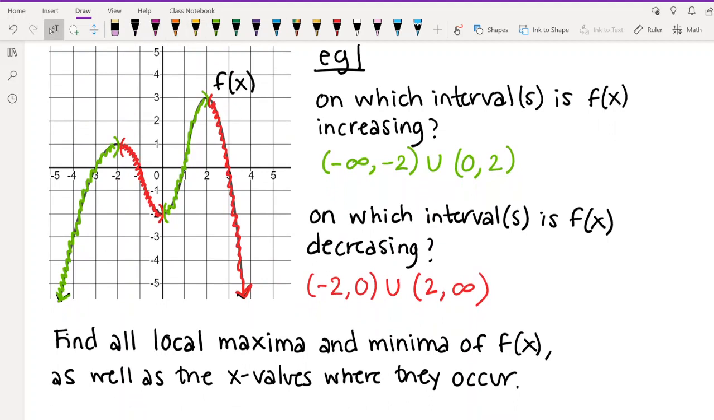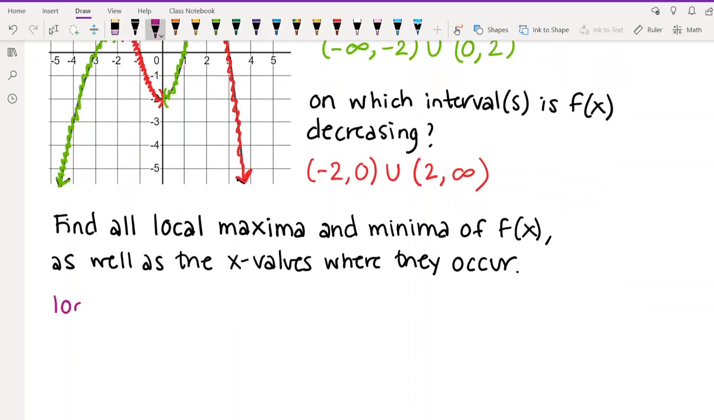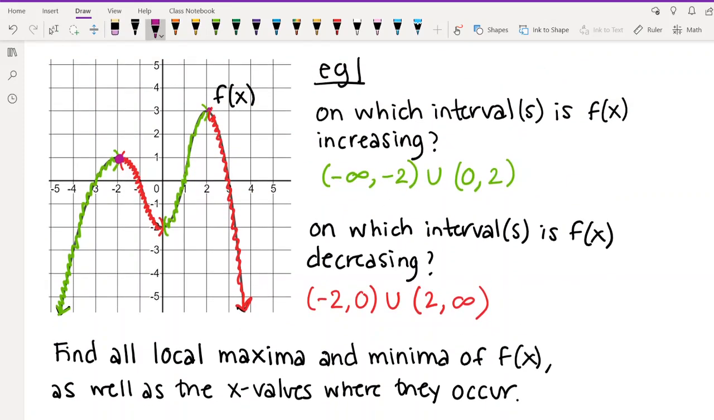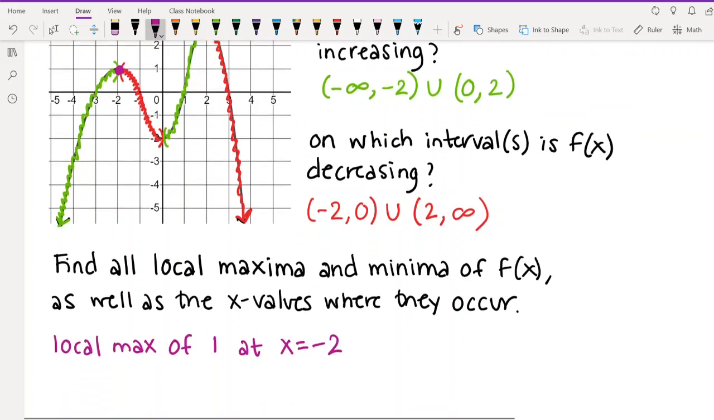Okay, so let's first look for local maxima. So we're just looking for any time we have a peak in the graph, and we can see that one of those happens here, right? At x is equal to -2, we have a height of 1, and so we would say that we have a local max or a local maximum of 1, right? Because that was our y value, and that happens at x is equal to -2. We also have a local max of 3, and that happens at x is equal to 2.